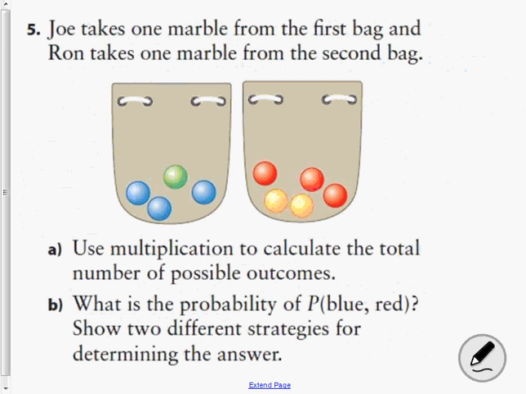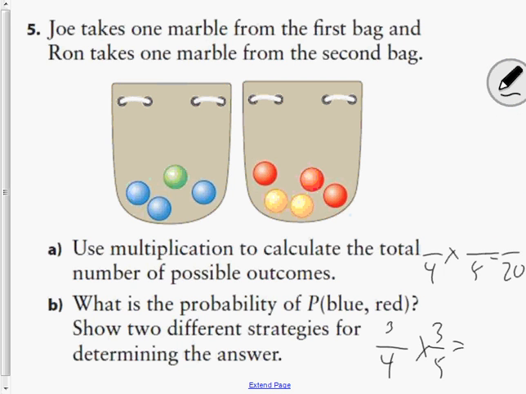Question 5 says Joe takes 1 marble from the first bag and Ron takes a marble from the second bag. Use the multiplication method to calculate the total possible outcomes. Well, there are 4 different marbles in the first bag. There are 5 different marbles in the second bag, so there are 20 possible outcomes. What is the probability of blue-red? So for blue, there are 3 marbles out of 4 in that first bag. And for red, there are 3 marbles out of 5, which means the probability of a blue-red is 9 out of 20, or just less than 50%. It's 45% probability.